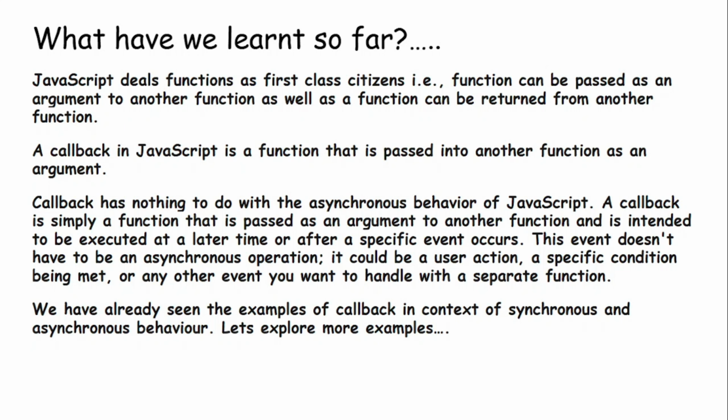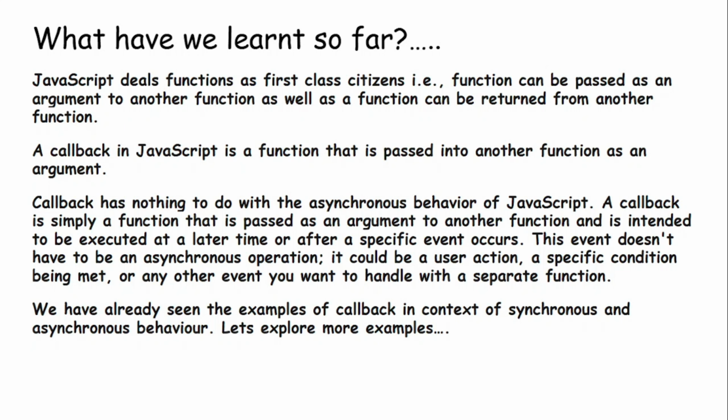A callback is simply a function that is passed as an argument to another function and is intended to be executed at a later time or after a specific event occurs. This event doesn't have to be an asynchronous operation. It could be a user action, a specific condition being met, or any other event you want to handle with a separate function. We have already seen the examples of callback in context of synchronous and asynchronous behavior.